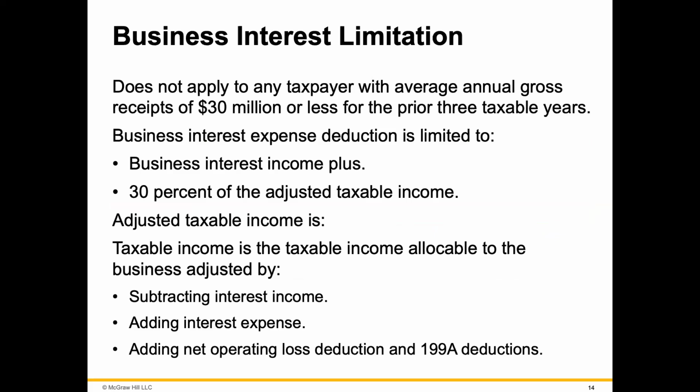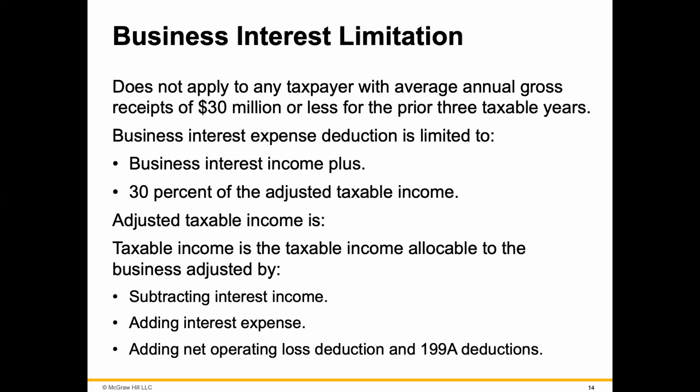Business interest limitations. The business interest expense limitation restricts the amount of business interest expense that certain businesses can deduct. This rule was introduced to curb excessive interest deductions and primarily impacts larger businesses. However, it does not apply to businesses with average annual gross receipts of $30 million or less over the prior 3 years, commonly referred to as the gross receipts test, which we talked about all the way back at the beginning of this chapter. The deduction limit calculation.